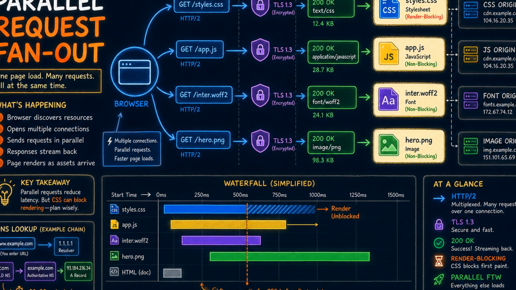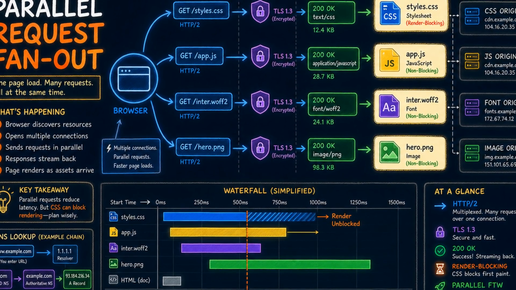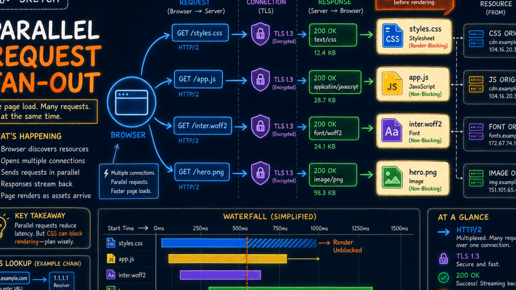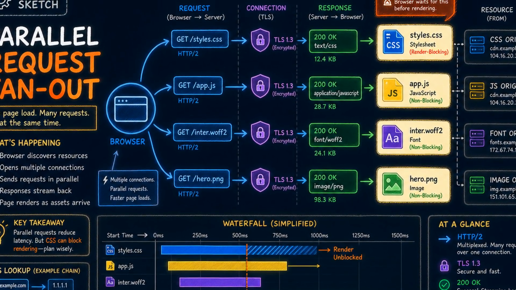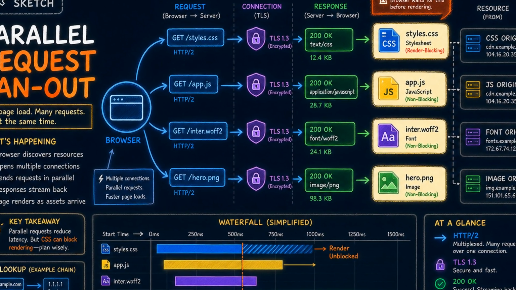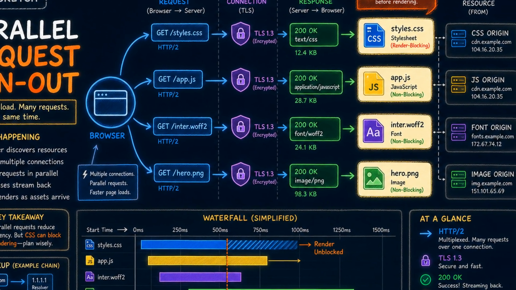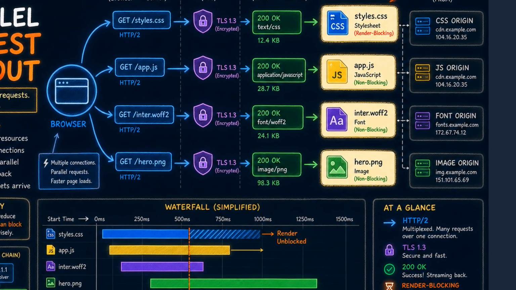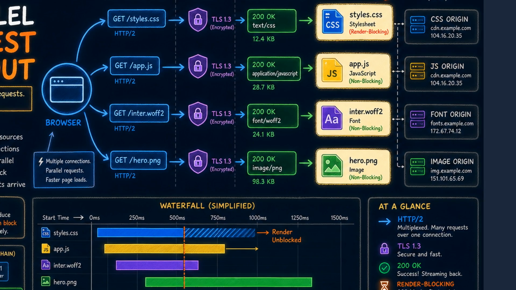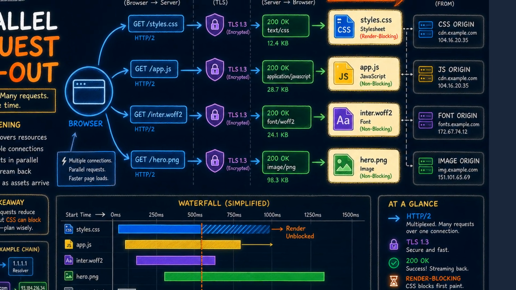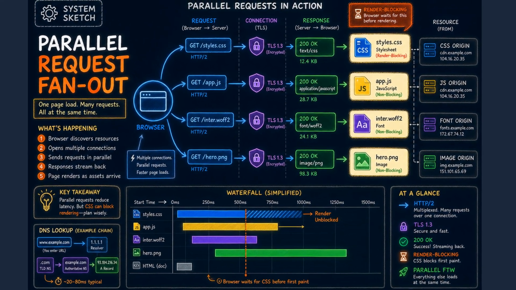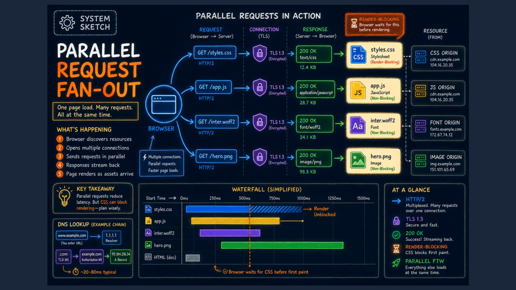It sends parallel requests for all of them simultaneously. CSS is render blocking. The browser will not paint anything until the style sheet is applied. Fonts cause invisible text until loaded, a flash of invisible text. Images load asynchronously. The browser must coordinate all these parallel downloads while assembling the page structure in memory.